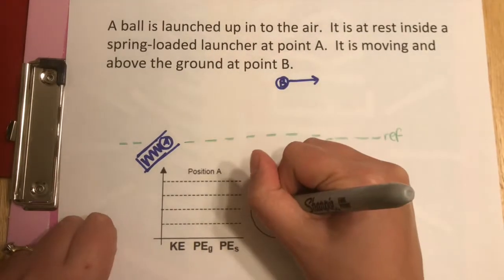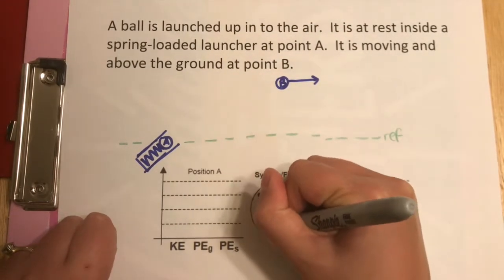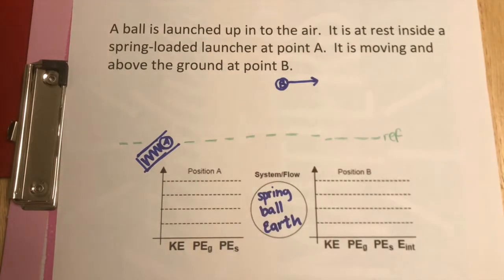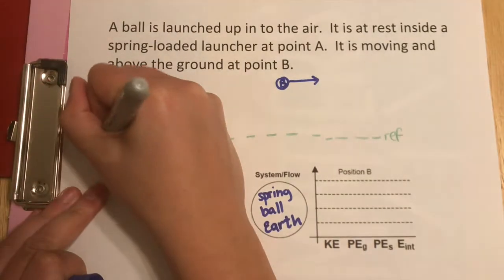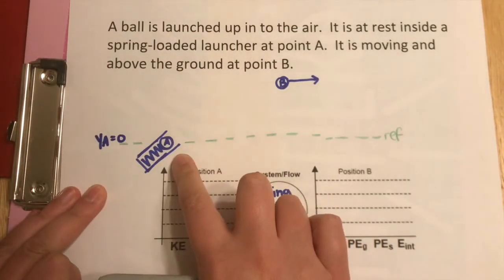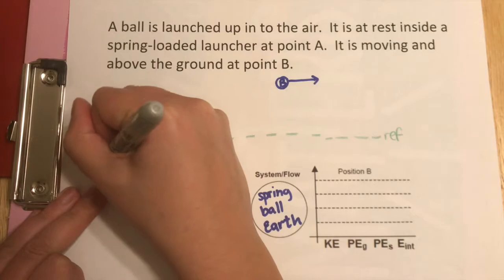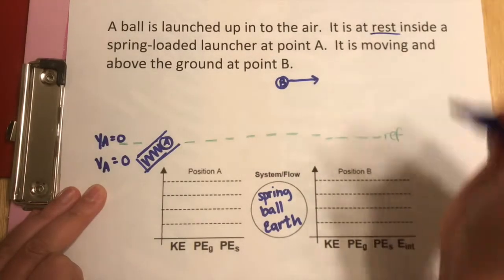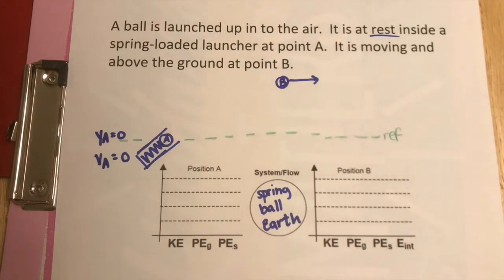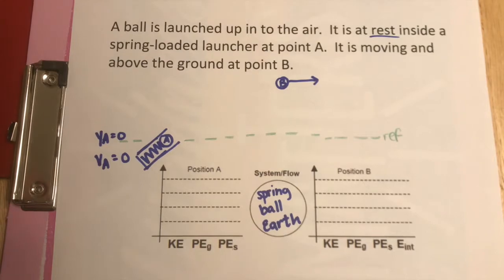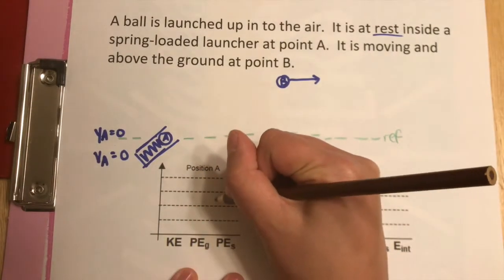And let's say that the spring is part of our system. So this would be the spring, ball, Earth system. All 3 of those interact with each other. At point A, there would be no height, so no gravitational potential. It says it's at rest, so there's no kinetic energy. But there's spring potential energy, PES, because of the compressed spring.